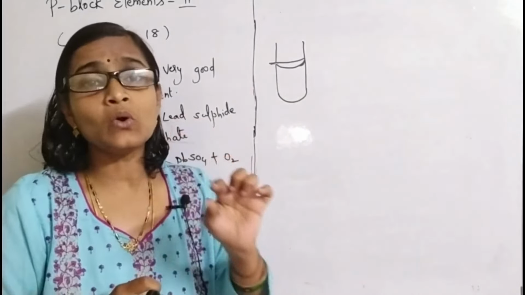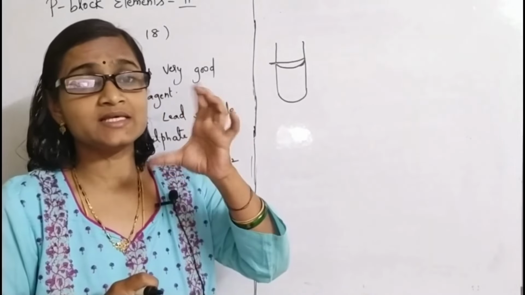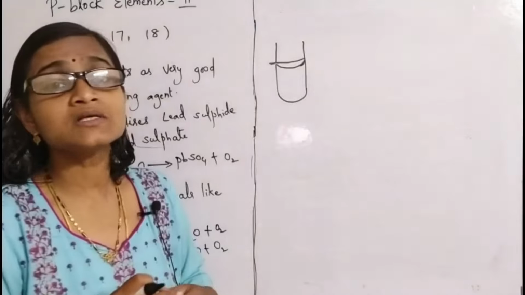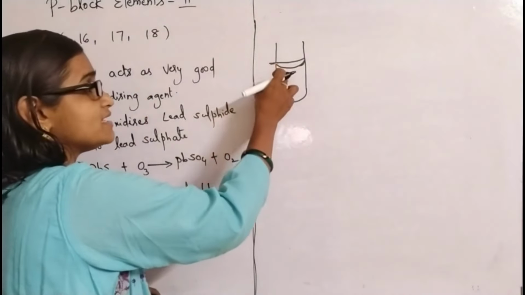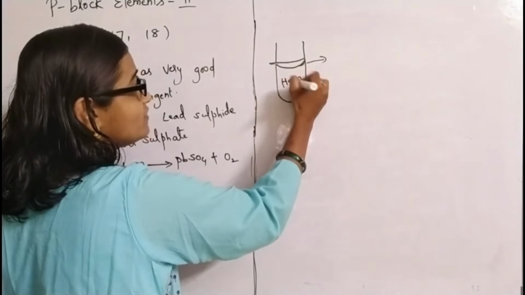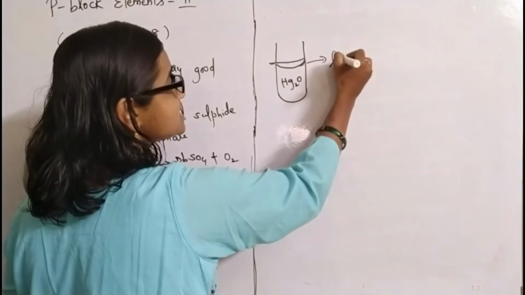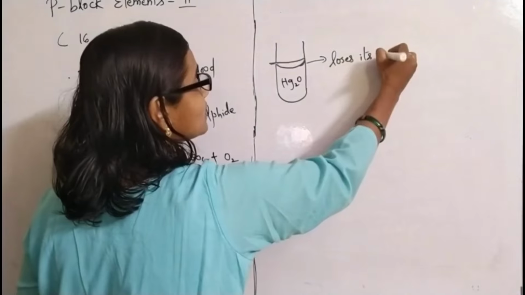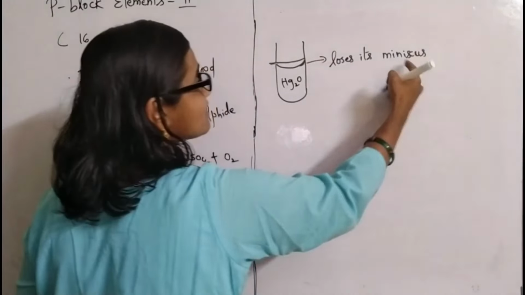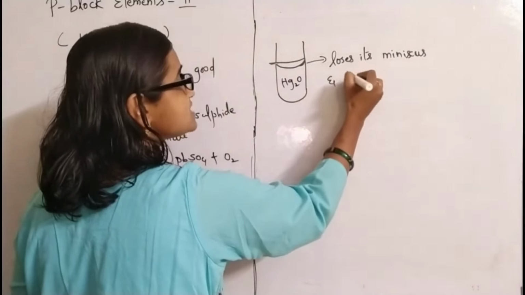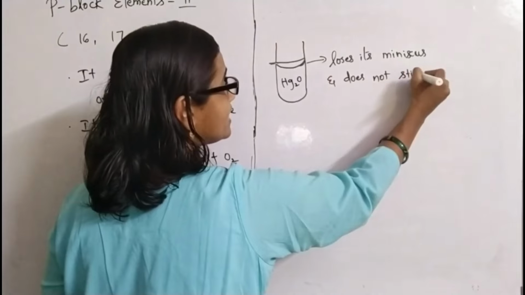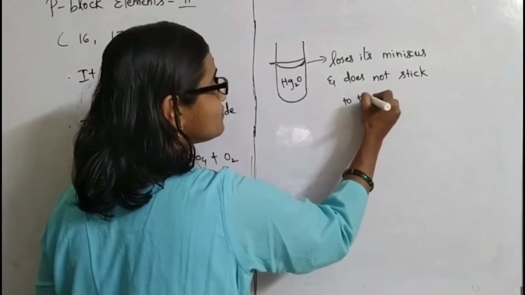Normally, if you take only mercury, you can see that mercury is a thermometric liquid. But mercuric oxide, what happens? If you keep that in a test tube, it loses its meniscus. Hg2O, if you take it in a test tube, it loses its meniscus. What is meniscus? The surface layer, the meniscus, and it does not stick to the walls of the test tube.